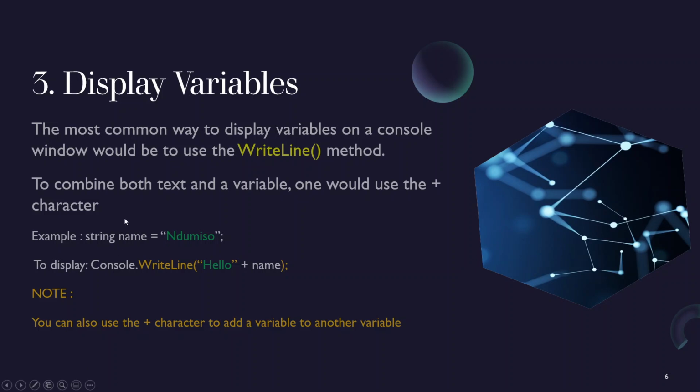To display, you say Console.WriteLine hello plus name, meaning that the compiler will show you hello Ndumiso. That's the result of it. I will show you this in the next video again, which is linked in the description. Note, you can also use the plus character or operator to add a variable to another variable. That too will be shown to you in the next video.